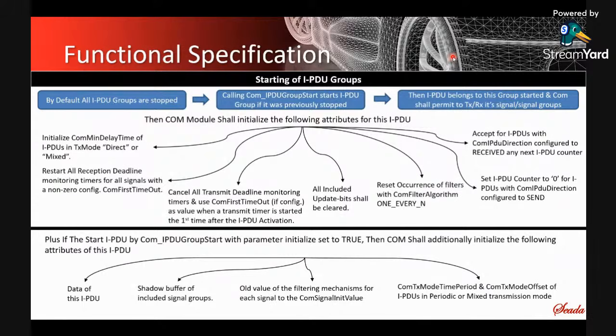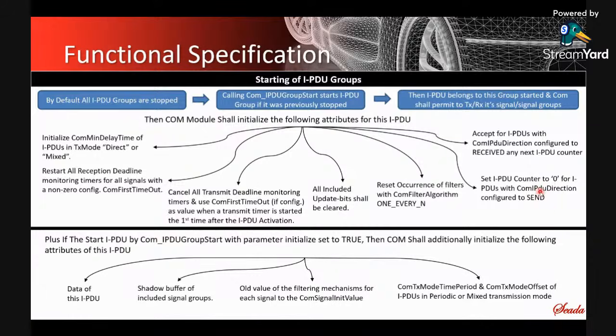Okay. And restart all the timers, the line monitoring timers, everything is going to be restarted, and we will return it to the COM first timeout initialization, because we are in the initialization state. Then we need more timeout to avoid any issues that could happen in the initialization for transmitting or reception, and cancel all the line time monitoring timers. Of course, as we mentioned, use the Com timeout, and all the update bits shall be cleared. We can understand what is meant by update bit in the next few slides. Reset any occurrence filter which is configured. Okay, and set the IBDU counters to 0.